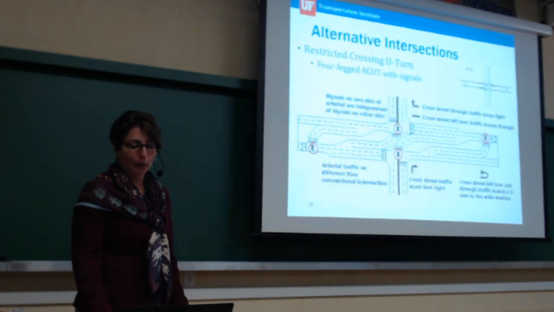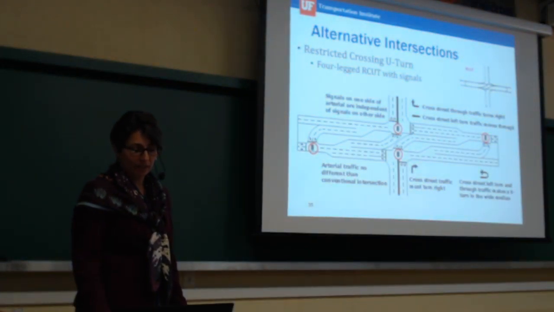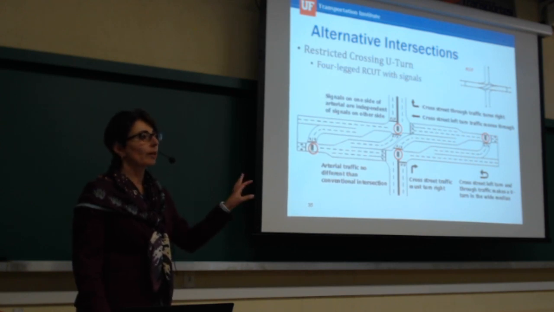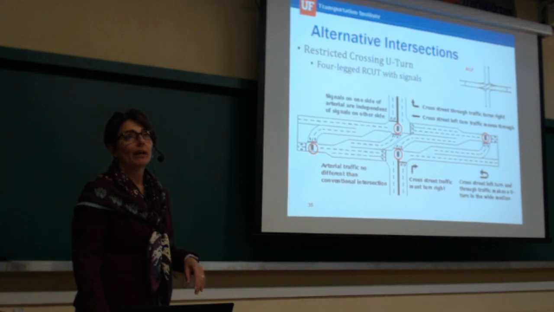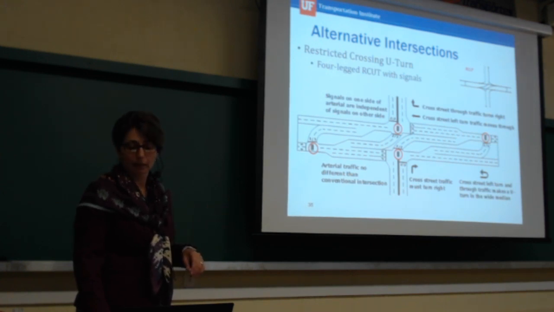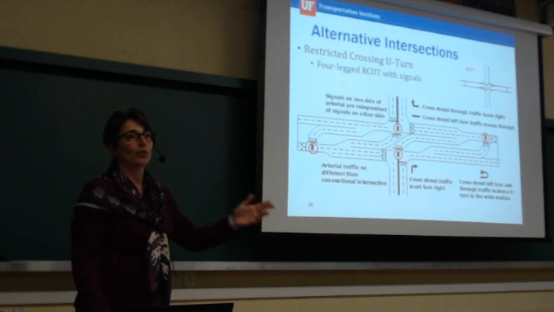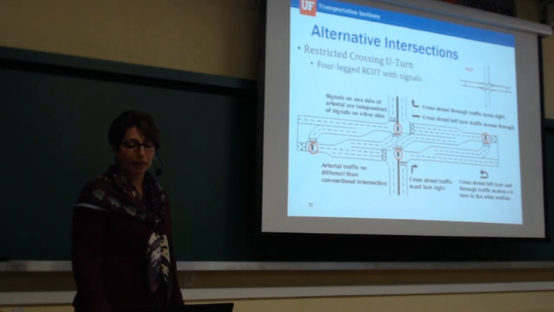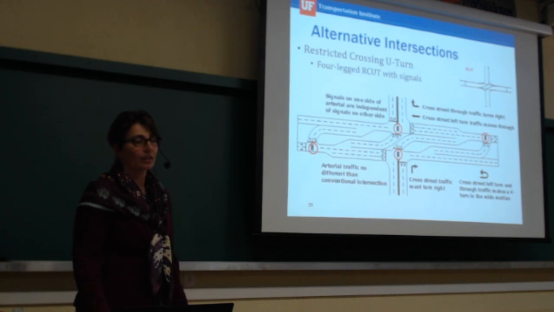So this is called the diverging diamond, and now the HCM has analysis methods for that. There are some other alternative intersections. Again, most of them are for accommodating left turns, basically. So you're creating U-turns, and I think those are very interesting. There are different designs. The Federal Highway Administration has different types of those designs. This is called an RCUT, restricted crossing U-turn.